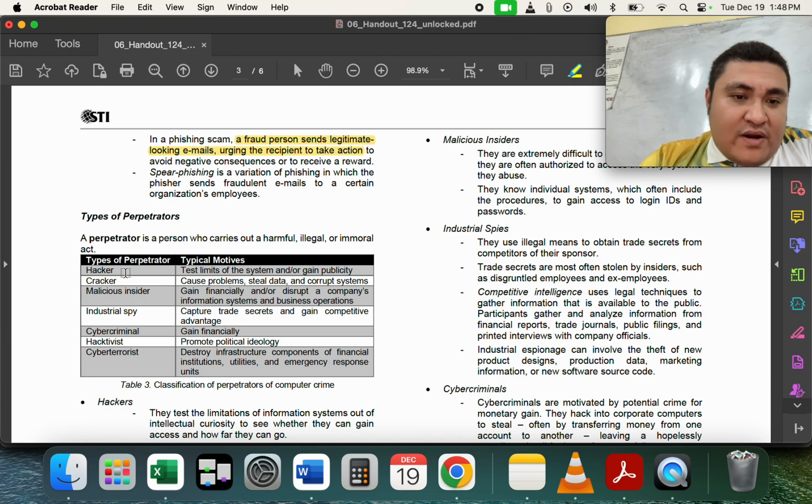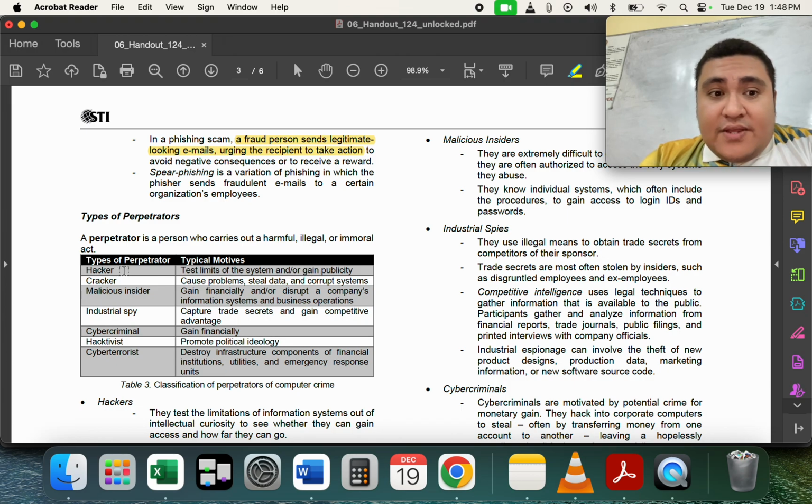The first one is the hacker. This one tests the limits of the system and or gains publicity. Usually, these are the types of perpetrators who gain public attention. You also have crackers. They cause problems, steal data, and corrupt systems. You also have the malicious insider. They gain financially and or disrupt a company's information systems and business operations.